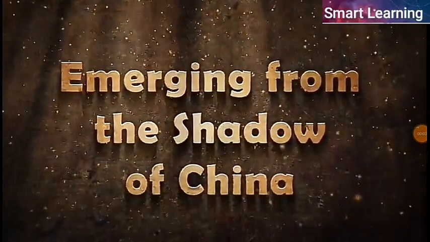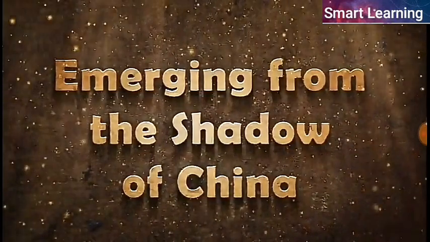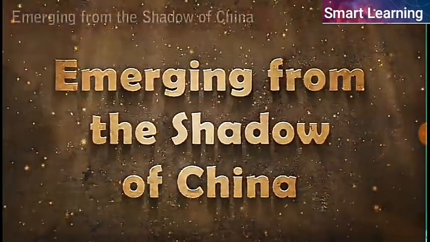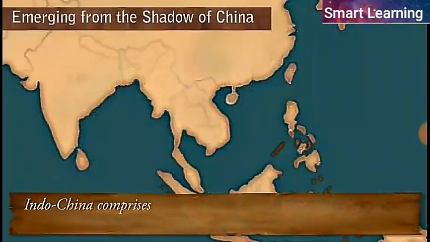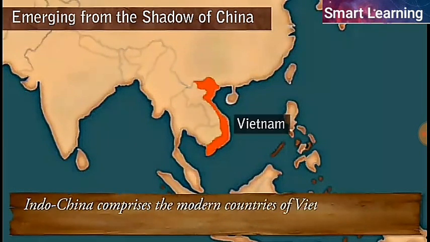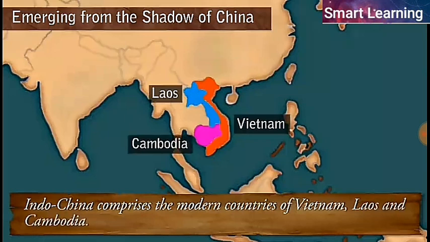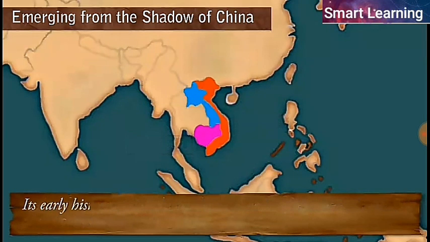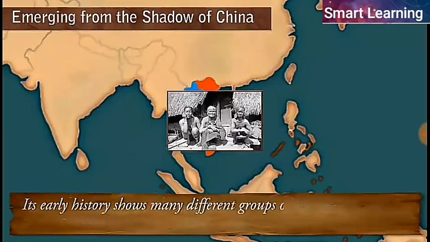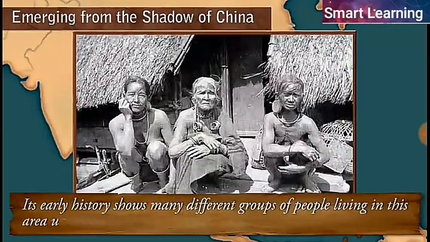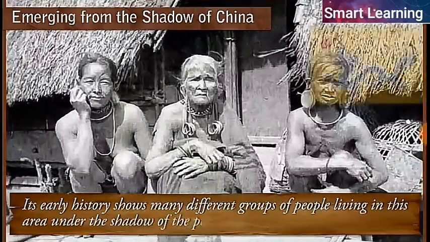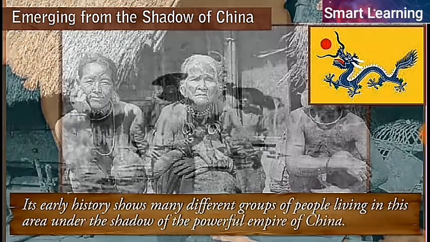Emerging from the shadow of China. Indo-China comprises the modern countries of Vietnam, Laos, and Cambodia. Its early history shows many different groups of people living in this area under the shadow of the powerful empire of China.